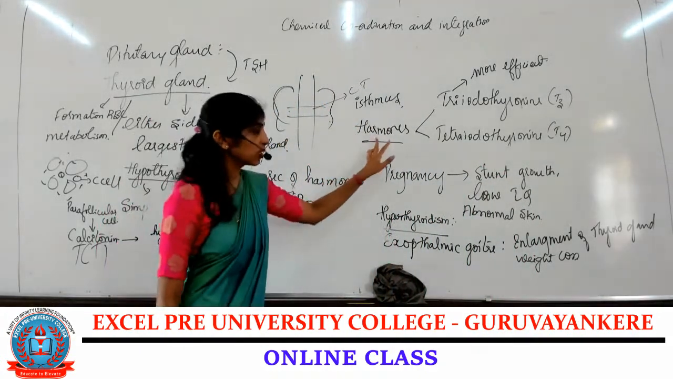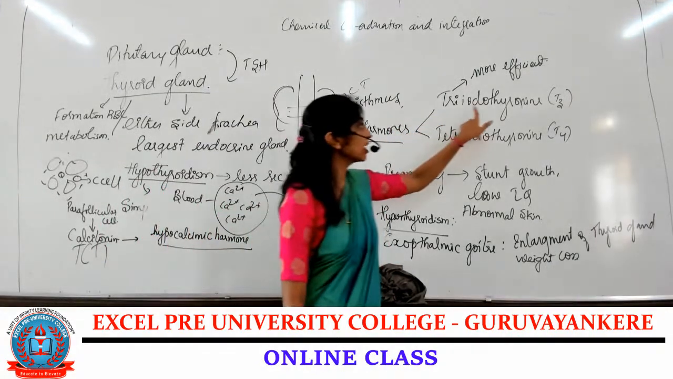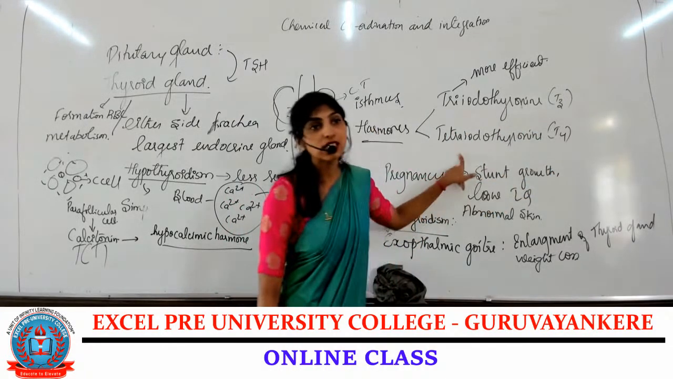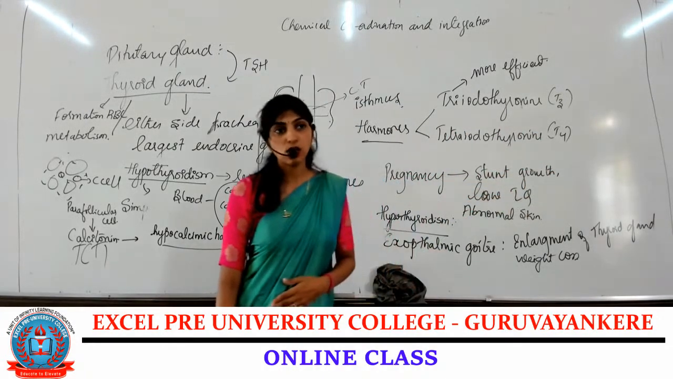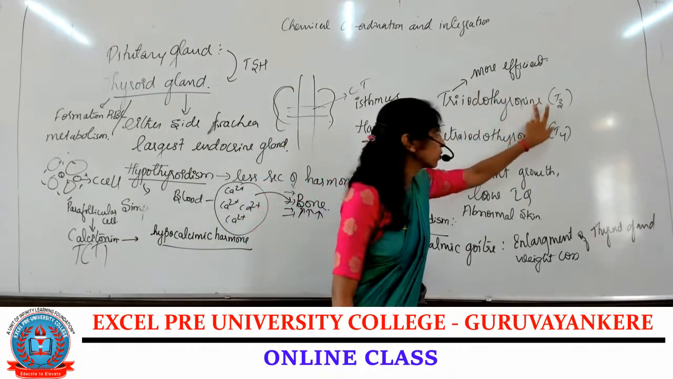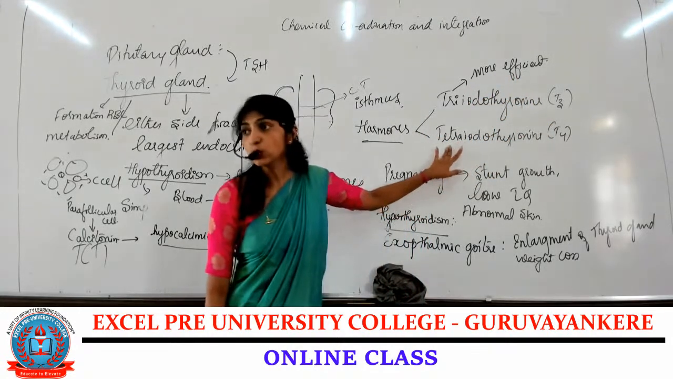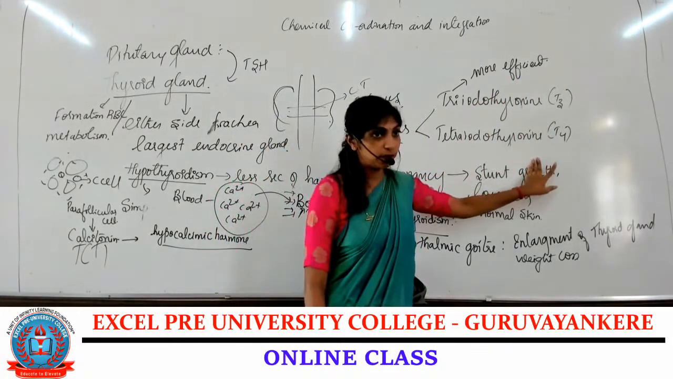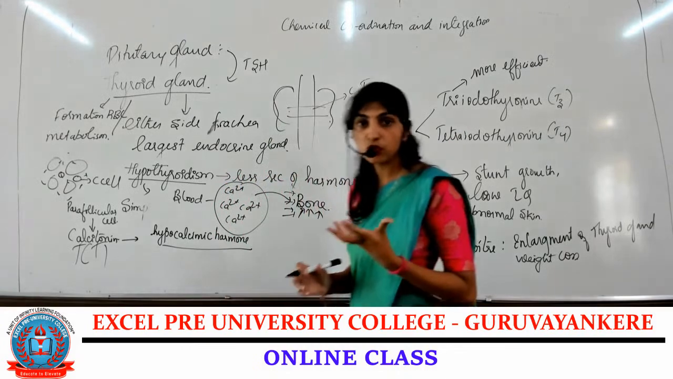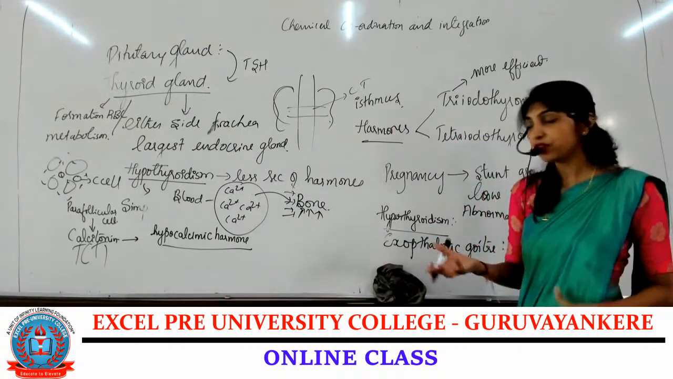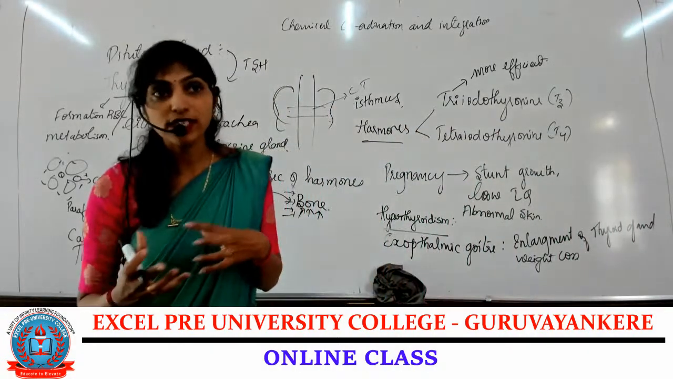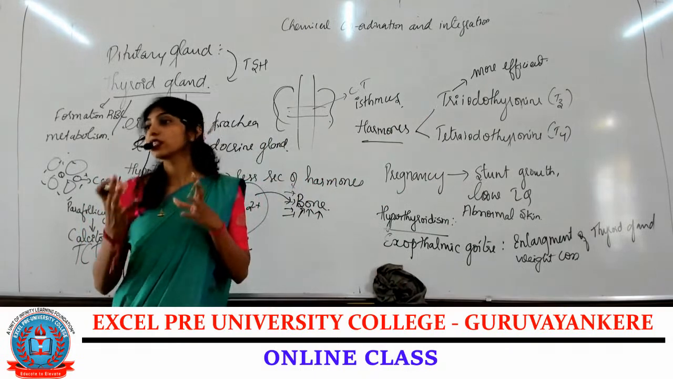And mainly there are two hormones secreted, one is triiodothyronine and the other one is tetraiodothyronine, where tetraiodothyronine is also called thyroxine. When we compare these two hormones, triiodothyronine is more efficient than tetraiodothyronine. The tetraiodothyronines are synthesized in the T4 form, but they get converted into T3 form in the liver. Coming to the main function, these hormones are amino acids along with iodine.